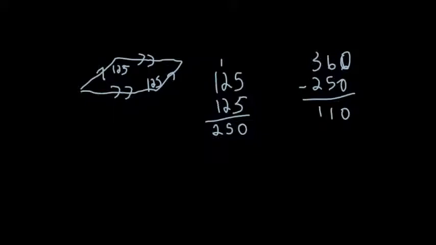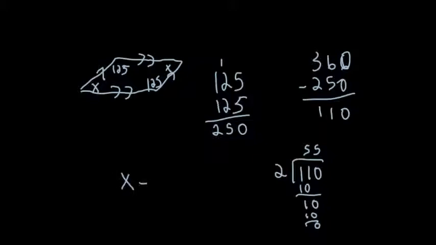So to find out what one of those angles equals, I'm going to divide 110 by 2. So 2 goes into 11 5 times, which is 10. Subtract, I get 10. 2 goes into 10 5 times, evenly. So each one of those missing angles, we'll call them x and x, since they're the same measurement. So x would equal 55 degrees.